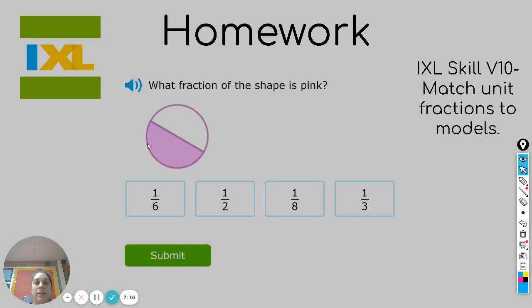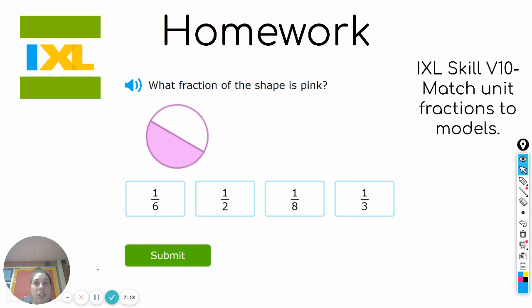The IXL skill you're going to be doing today is what we just practiced. IXL skill V10, match unit fractions to models. Go ahead and begin.